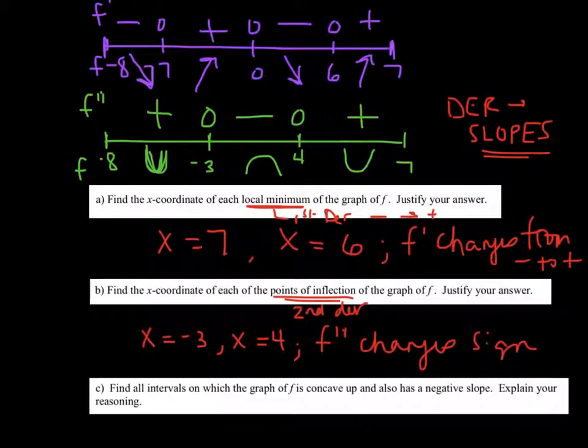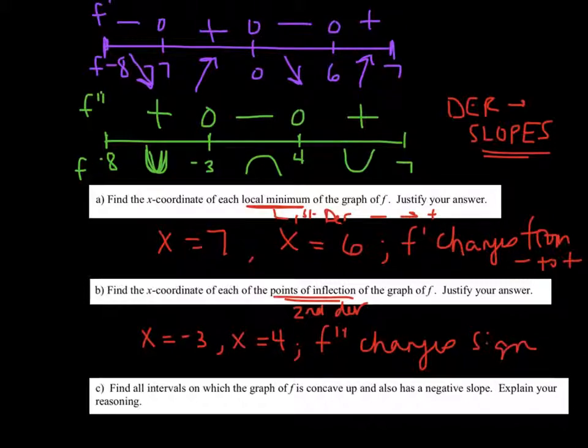Okay, the third question says find all intervals on which the graph is concave up and also has a negative slope. Explain your reasoning. So this is why I kind of tried to stack my sign charts on top of each other and line the numbers up, because it says when is it concave up and also a negative slope, and I'm finding intervals. So concave up, all right, I'm just going to go ahead and circle that.